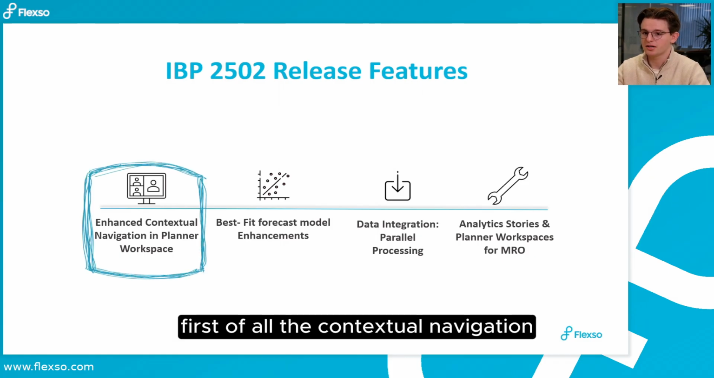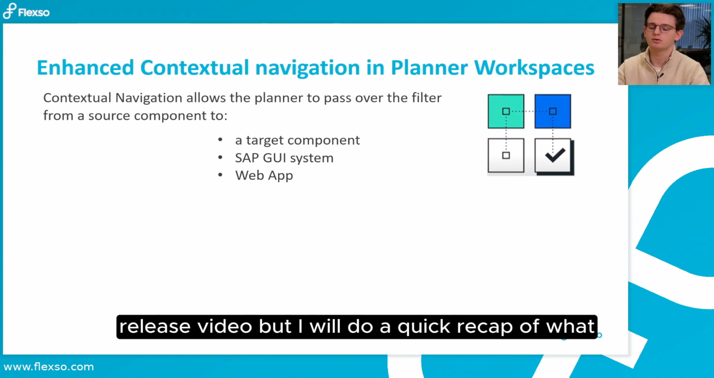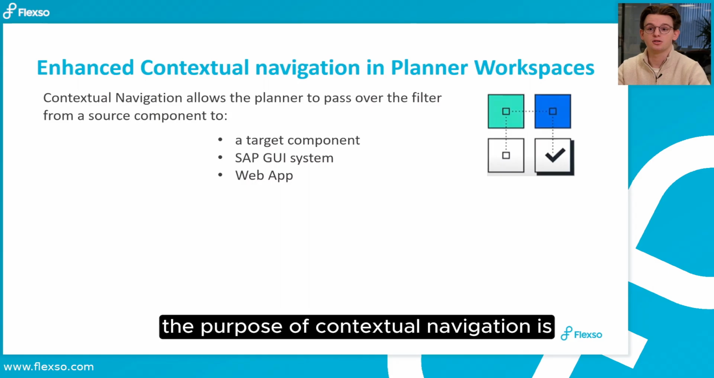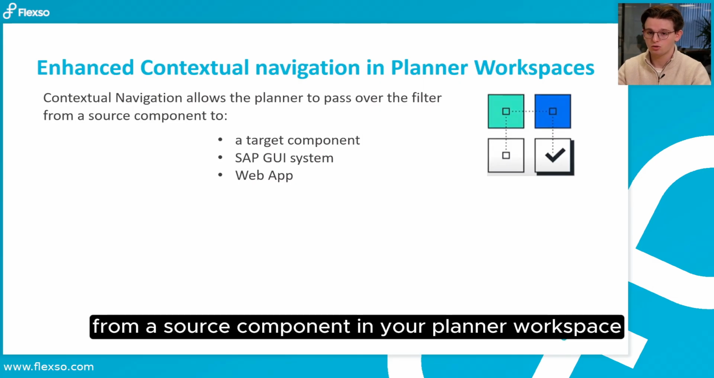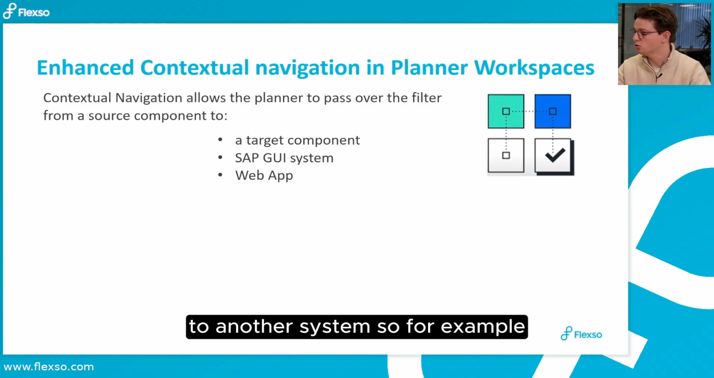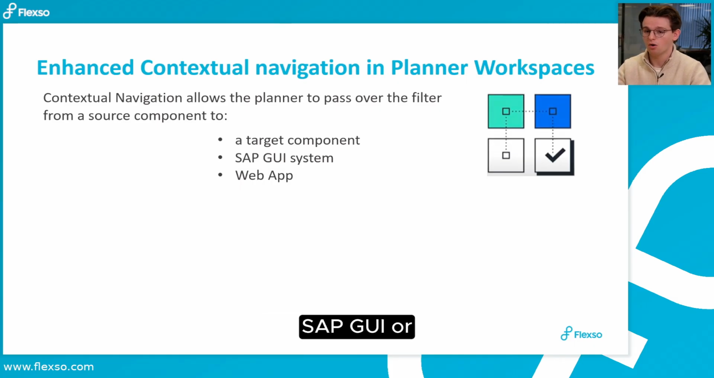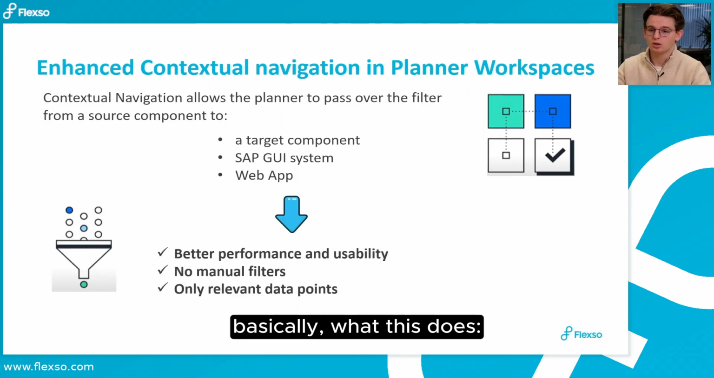First of all, the contextual navigation. As I said, we already talked a bit about that in our previous release video, but I will do a quick recap of what the purpose of contextual navigation is. So basically, this allows the planner to pass over a filter from a source component in your planner workspace to either a target component in the same planner workspace, or you can also go via a navigation that you set up yourself to another system. So for example, the SAP GUI or the Fiori app or another web app if you want to.